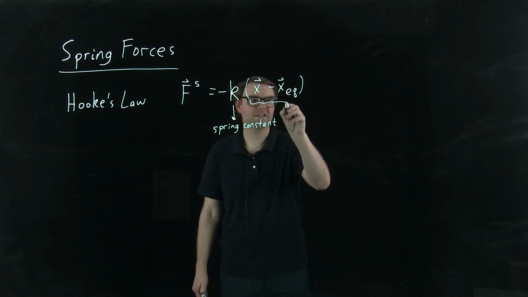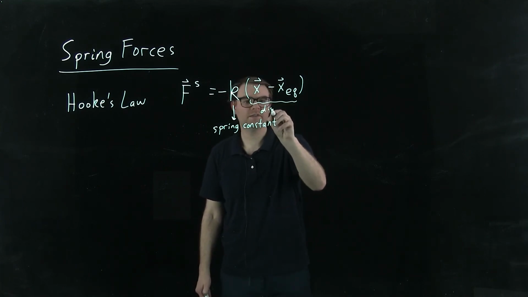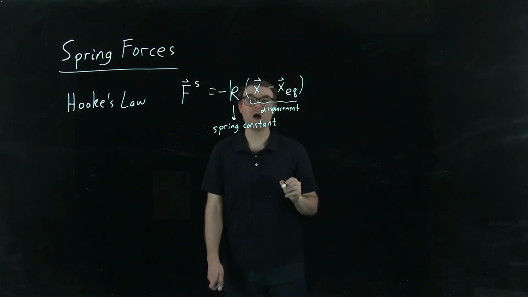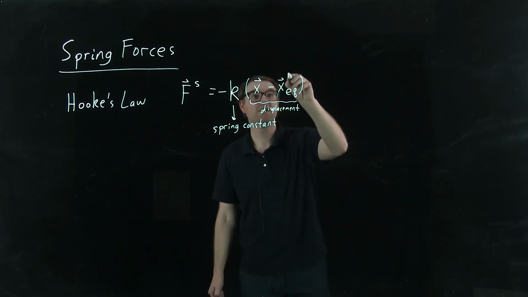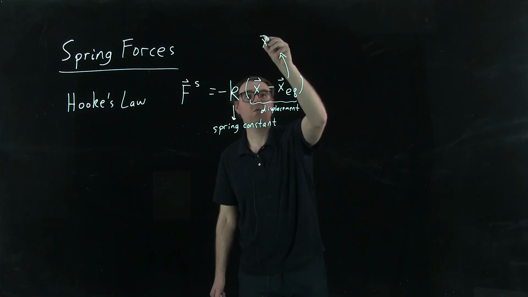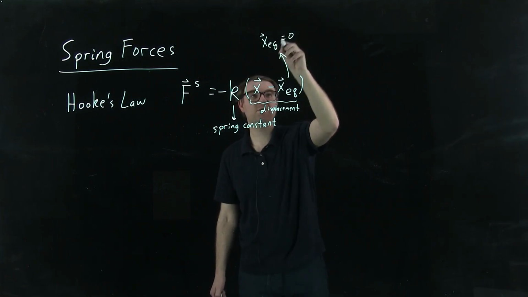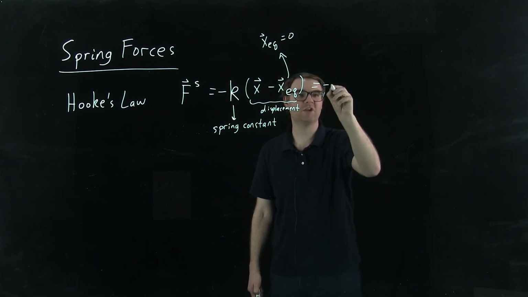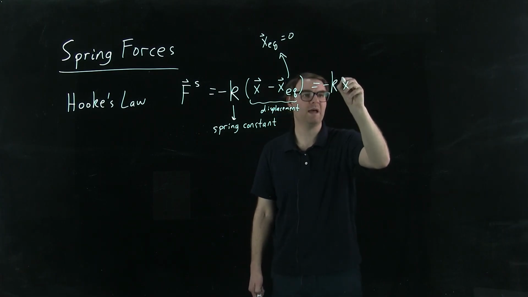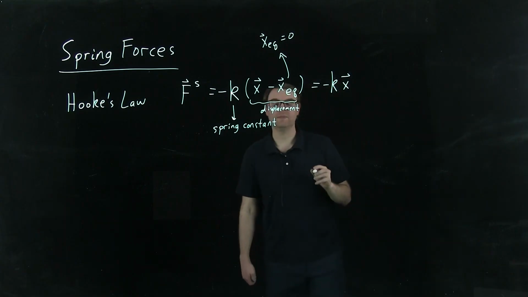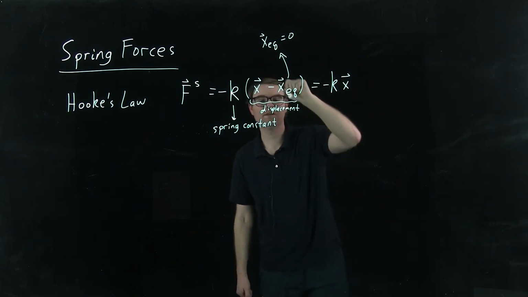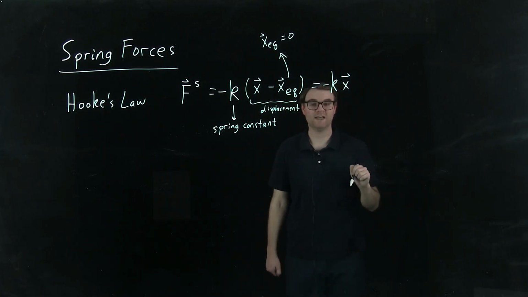And this expression here is typically called the displacement, or the displacement from equilibrium. And often it is convenient to choose a coordinate system so that the equilibrium position is 0. And then I could simplify this expression and simply write it as minus kx. That can be a much easier expression to deal with, again, with the assumption that the equilibrium position is set to 0.